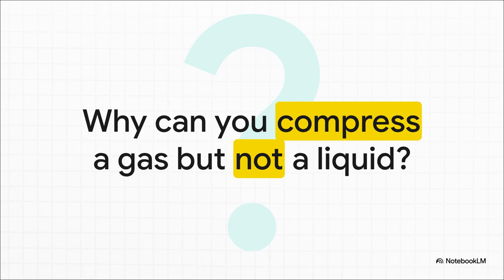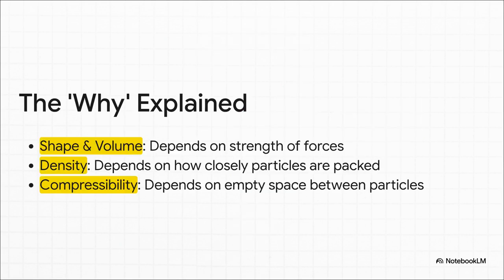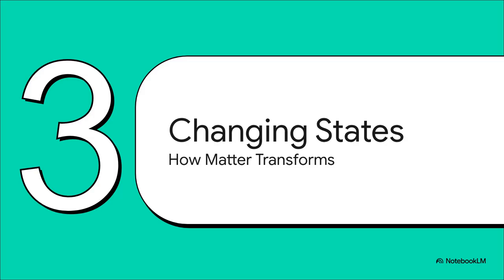Okay, let's zoom in on one of these properties. Why is it that you can squash a gas, but you can't really do the same for a liquid or a solid? What's going on there? It really is all about the gaps. You can compress a gas because there's tons of empty space between the particles. You're just squeezing them closer together. But in solids and liquids, the particles are already packed in tight. There's just no more room to squish them. And that same logic explains density, too. The more closely packed the particles are, the higher the density. Simple as that. Okay, so we've got our 3 states down.